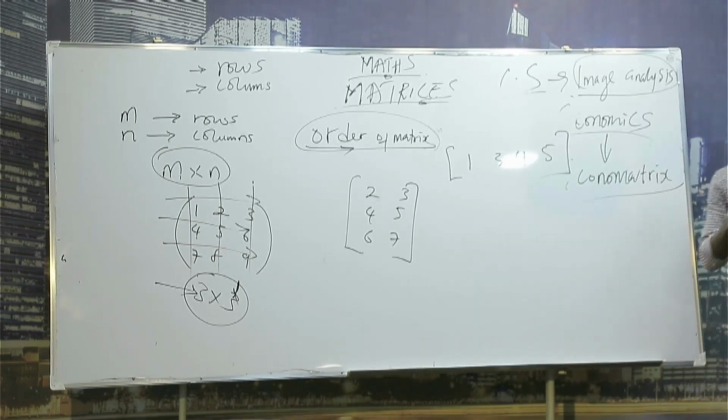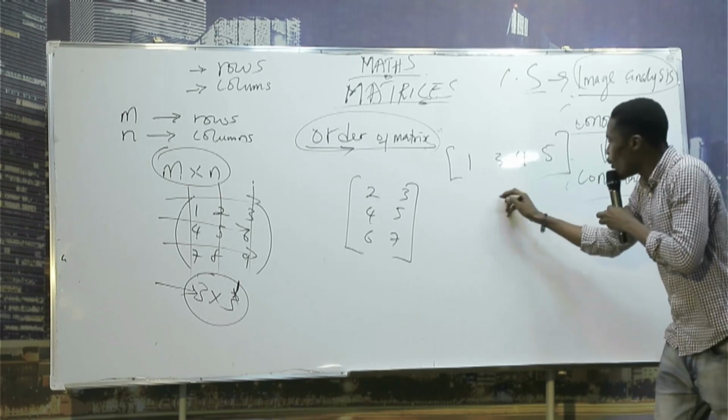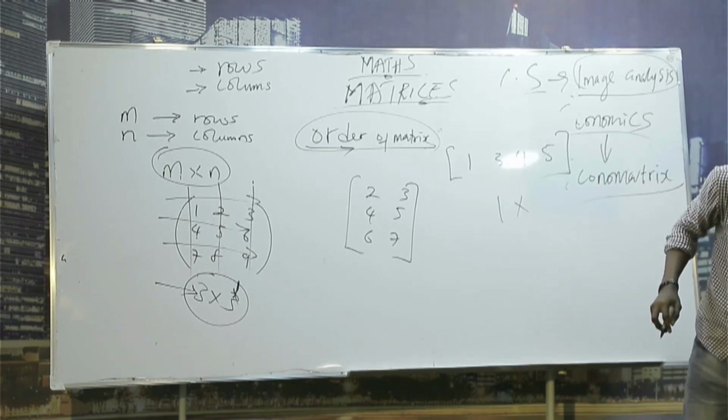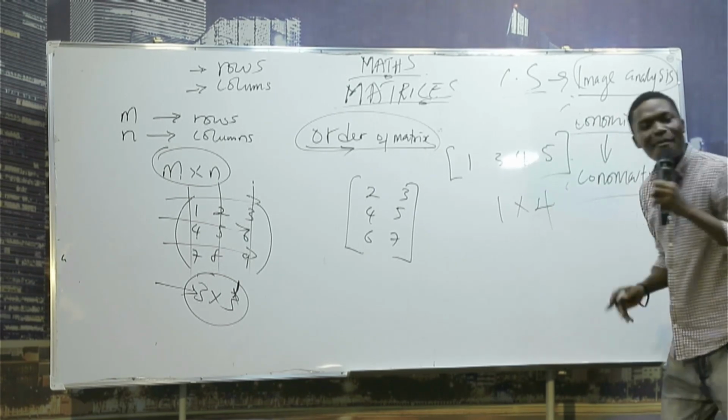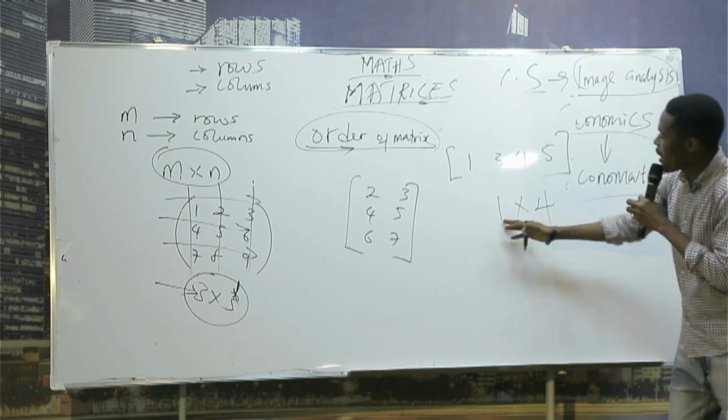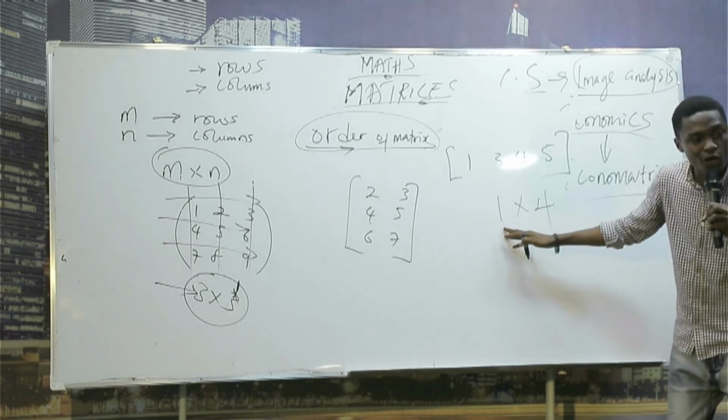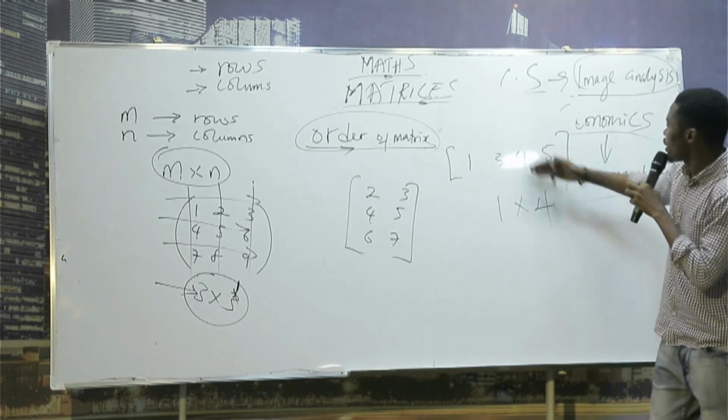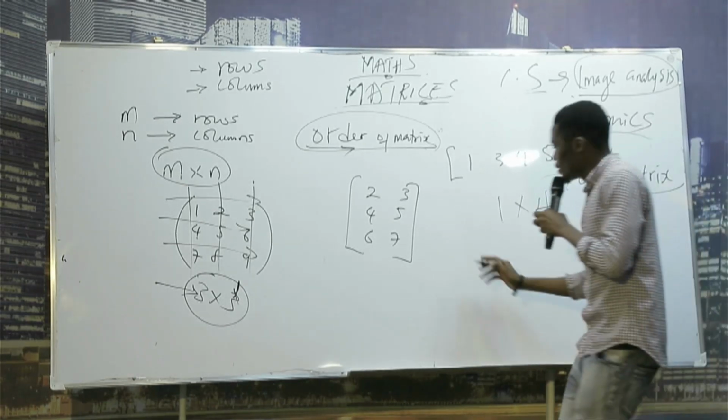What is the order of this matrix? Is it 1 by 4? Am I hearing 4 by 4? Okay, so this is 1 by 4, meaning 1 row, how many columns? 4. 1, 2, 3, 4. 4 columns.